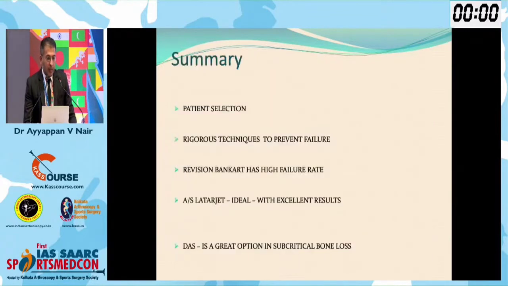So this is my summary. Patient selection is very important. We have to keep rigorous techniques in mind to avoid failure. Revision Bankart has a high failure rate, so I would not do it personally. My surgery of choice would be an arthroscopic Latarjet, which gives excellent results in my hands. DAS is a great option if there is subcritical bone loss because it gives you soft tissue support.